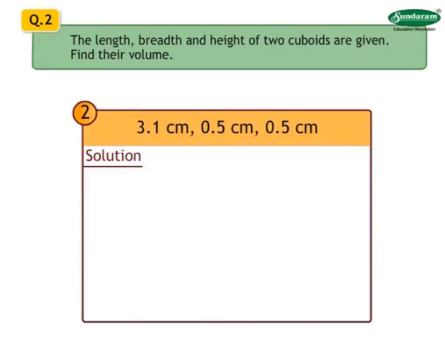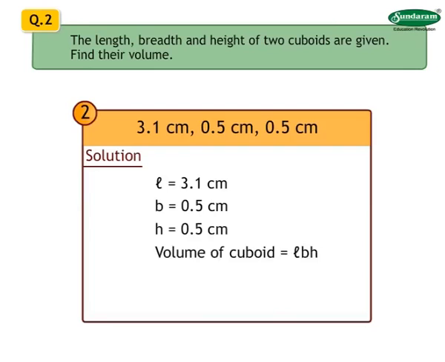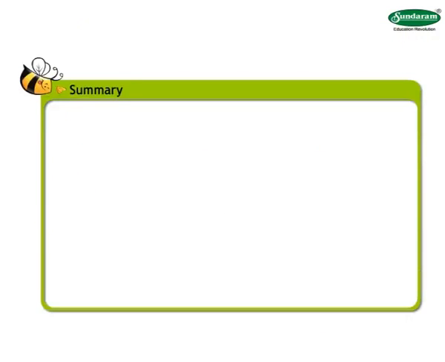2. 3.1 centimeters, 0.5 centimeters, 0.5 centimeters. Solution. Length is 3.1 centimeters. Breadth is 0.5 centimeters, height is 0.5 centimeters. Volume of cuboid is length into breadth into height. Therefore, volume is 3.1 into 0.5 into 0.5, which is equal to 0.775 cubic centimeter.